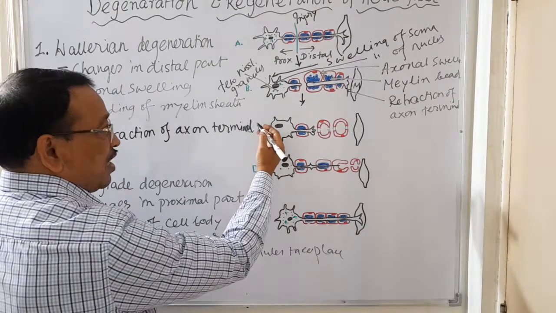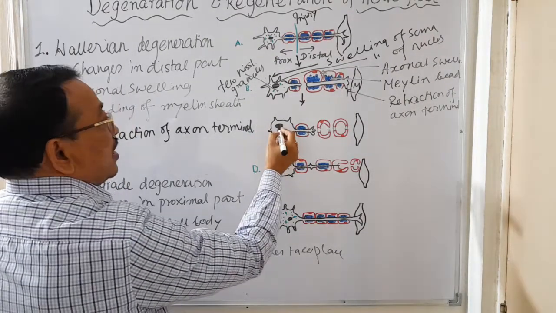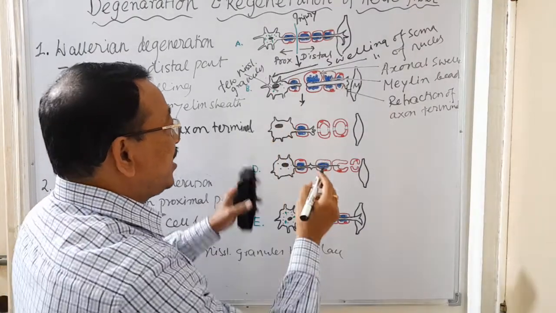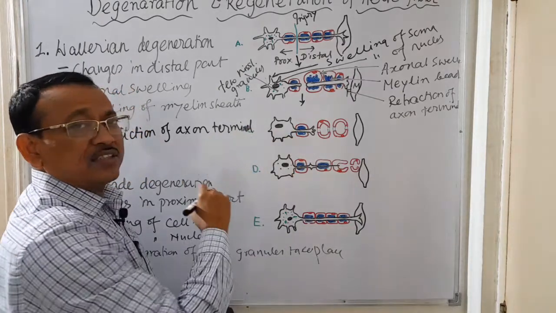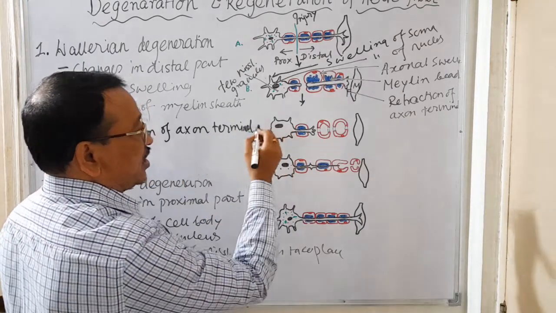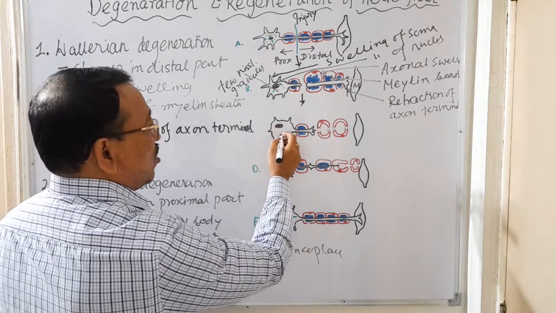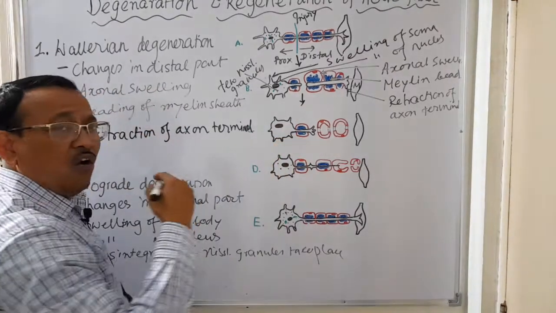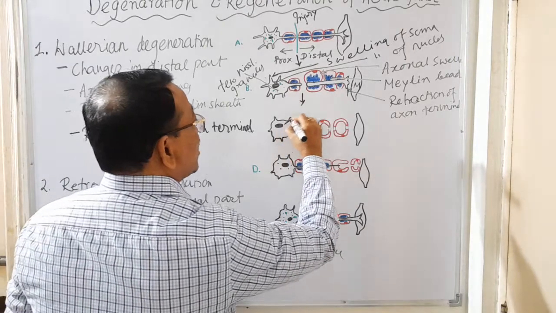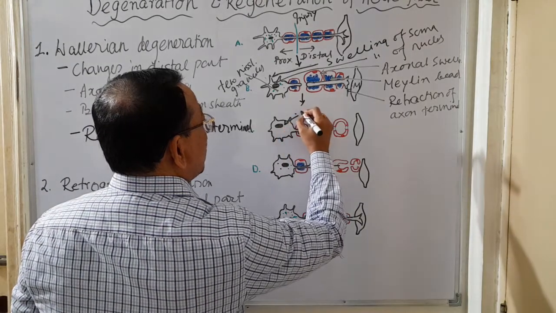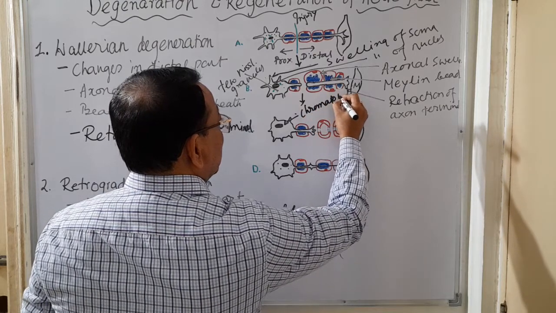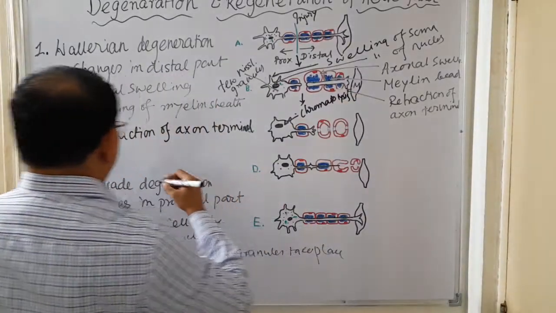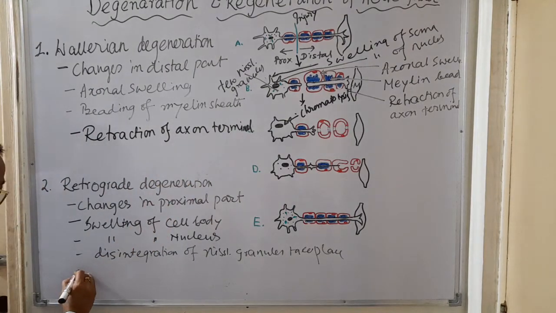Now in the proximal end, the disintegration or disappearance of all the Nissl granules takes place. Here you see no Nissl granules are there. So disintegration or disappearance of all the Nissl bodies is known as chromatolysis.